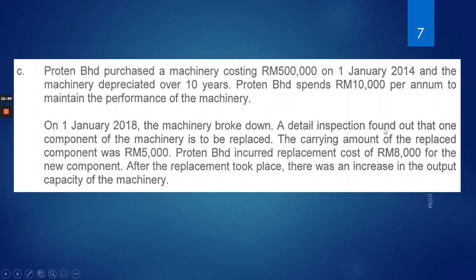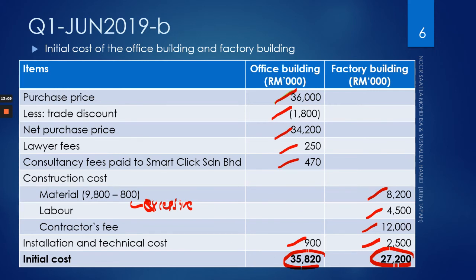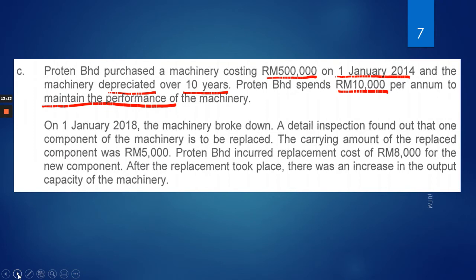Now we go to the next one. Pro10 purchased a machinery costing 500,000 on 1st of January, and the machinery was depreciated over 10 years. And they spent 10,000 per annum to maintain. So this is just to maintain the performance. So this will be excluded in the cost of the machinery.